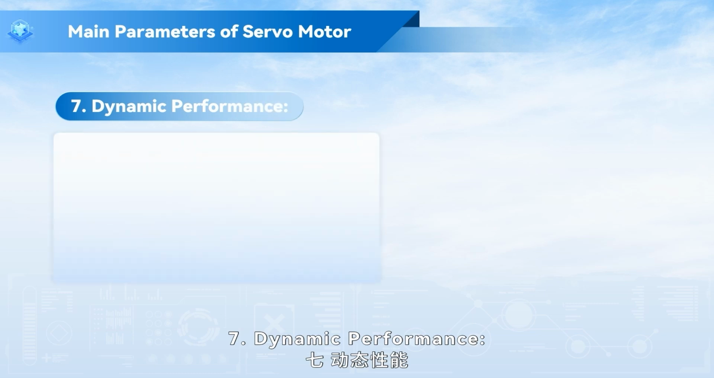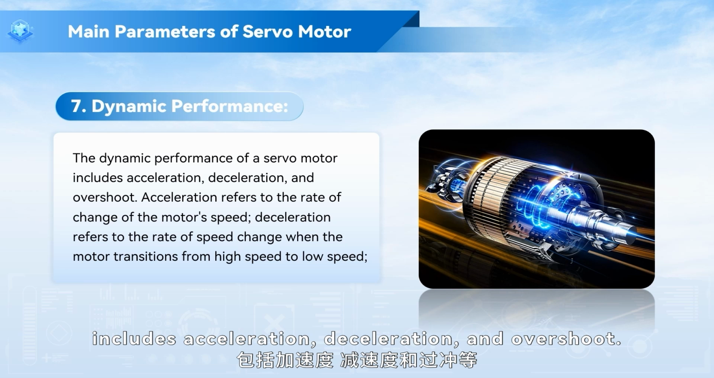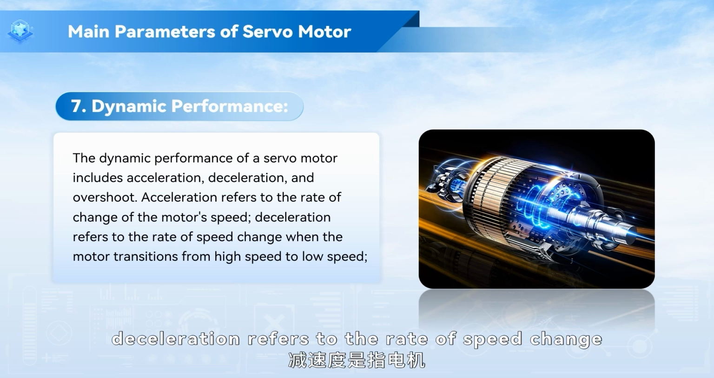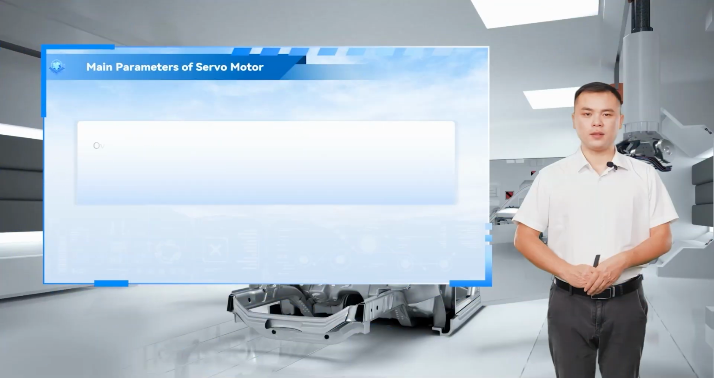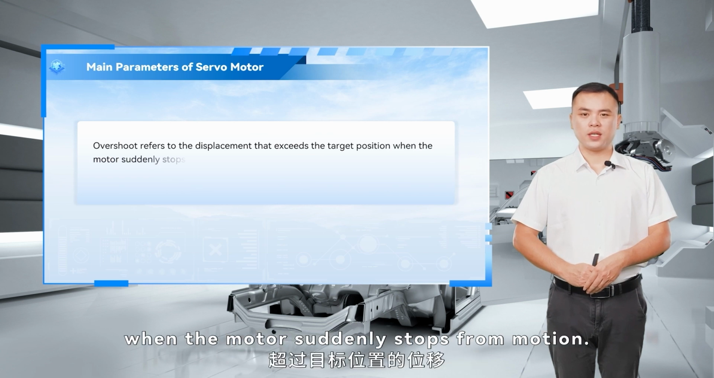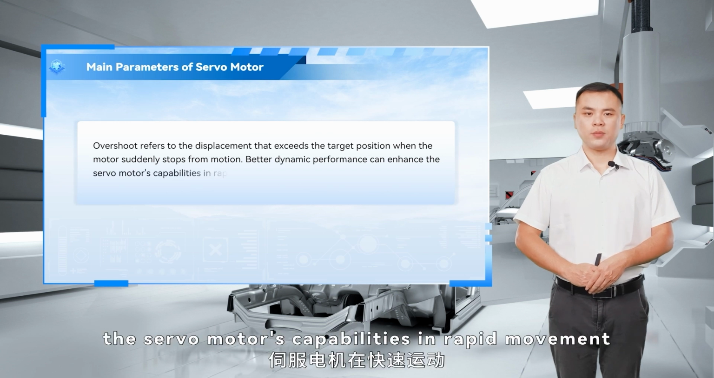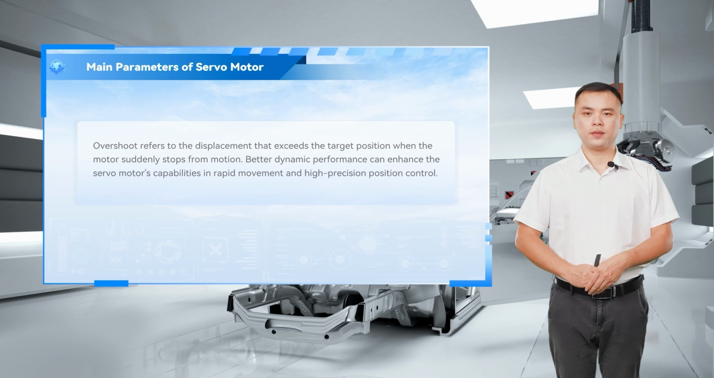7. Dynamic performance. The dynamic performance of a servo motor includes acceleration, deceleration, and overshoot. Acceleration refers to the rate of change of the motor's speed. Deceleration refers to the rate of speed change when the motor transitions from high speed to low speed. Overshoot refers to the displacement that exceeds the target position when the motor suddenly stops from motion. Better dynamic performance can enhance the servo motor's capabilities in rapid movement and high-precision position control.